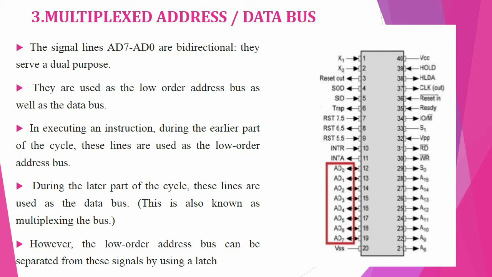Multiplexed address and data bus. The signal lines AD7 to AD0 are bidirectional. They serve a dual purpose. They are used as the low order address bus as well as the data bus. In executing an instruction, during the earlier part of the cycle, these lines are used as the low order address bus. During the later part of the cycle, these lines are used as the data bus. This is also known as multiplexing the bus. However, the low order address bus can be separated from these signals by using a latch.